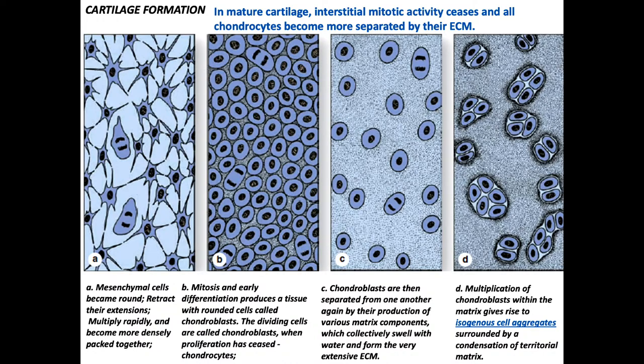Here some of them proliferate and form this isogenous group. If they proliferate in a little bit later stages of development, when the cartilage extracellular matrix is already formed, they are not able to separate from each other, because this cartilage matrix is quite solid. But usually they proliferate during the formation of cartilage, during the growth of the human body, and that is why they are separated from each other by this extracellular matrix.